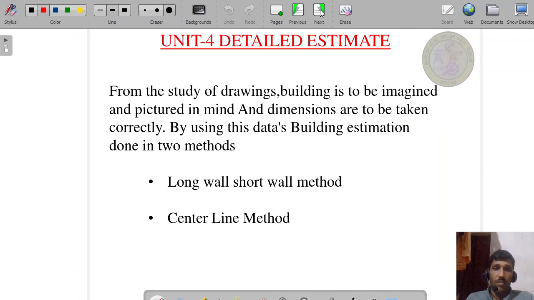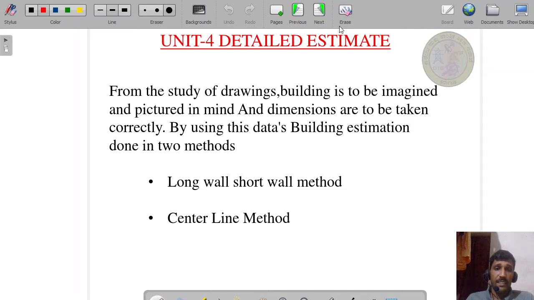From the study of drawings, the building is to be imagined and pictured in mind, and dimensions are to be taken correctly. By using this data, building estimation is done in two methods, mainly the long wall short wall method and the center line method. In this chapter we will discuss the long wall short wall method. The center line method we will discuss later.